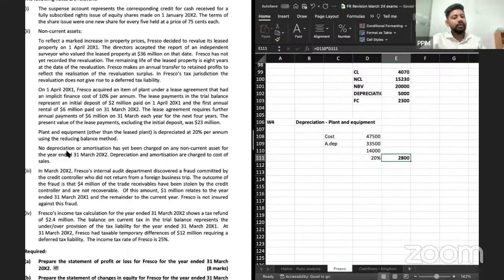No depreciation or amortization has been yet charged on any non-current asset for the year ended 31st March 2012. Depreciation and amortization are charged to cost of sales. There you go. So you're going to charge to cost of sales. So debit P&L, credit property, plant, and equipment accumulated depreciation.